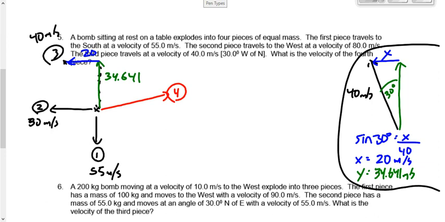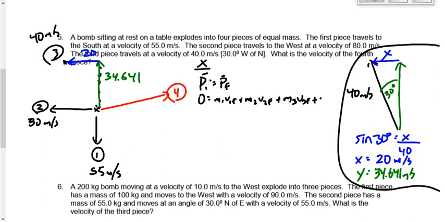Now what? Now what? You guys all know this. What comes next? Yeah, Colton? X and Y components, right? So we do the X component by saying PI is equal to PF. What's the initial momentum, Colton, of this bomb sitting at rest before it explodes? Good. Equals M1 V1F plus M2 V2F plus M3 V3F.